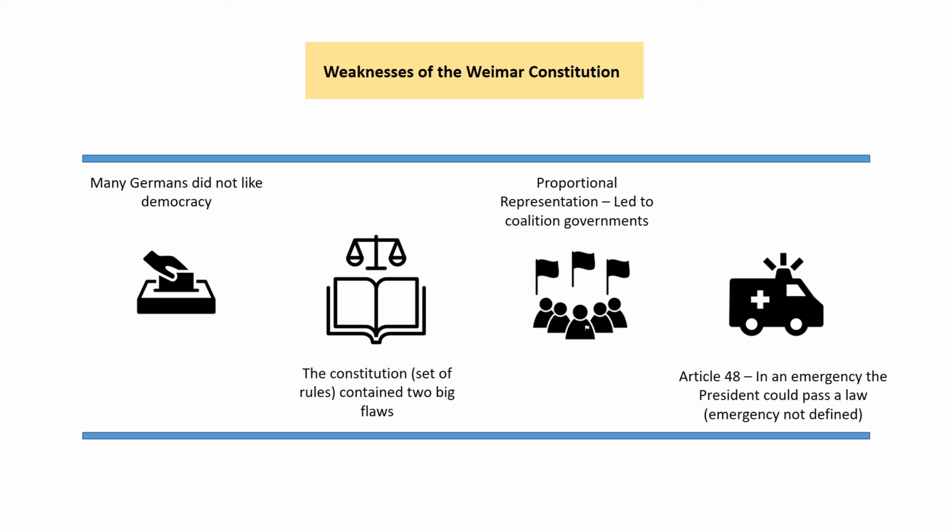And the other big problem is this thing called Article 48. So in an emergency, the president could pass a law. However, in the Constitution, it doesn't really define what an emergency is. And the Weimar becomes heavily reliant on this, particularly in the early years of the Weimar. They end up using it something like 130 times when it really should only be for an emergency. It is also going to cause problems later down the line because some unscrupulous leaders like Hitler are going to use that power for ill.